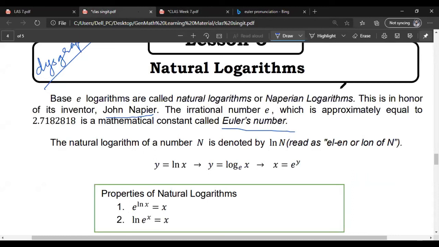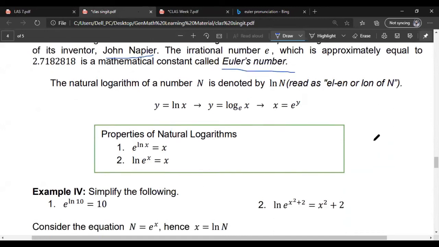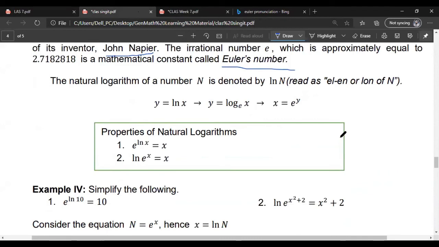Sorry. So, Euler. Now, anyway, the natural logarithm with the base e is denoted as ln. So when we have the natural logarithm of n, we have ln n or ln of n. You already know that from earlier. So, we have two properties of the natural logarithm.